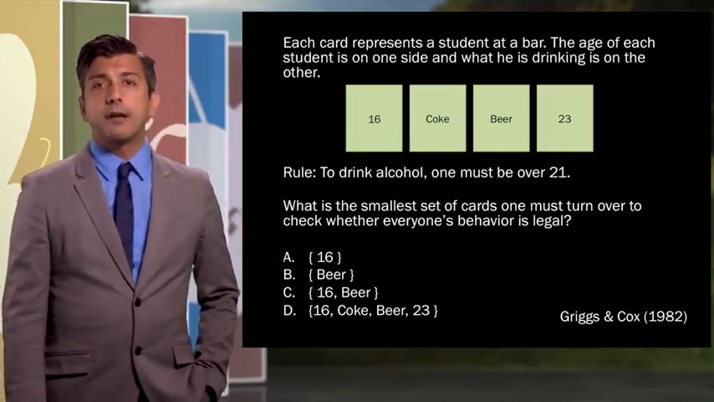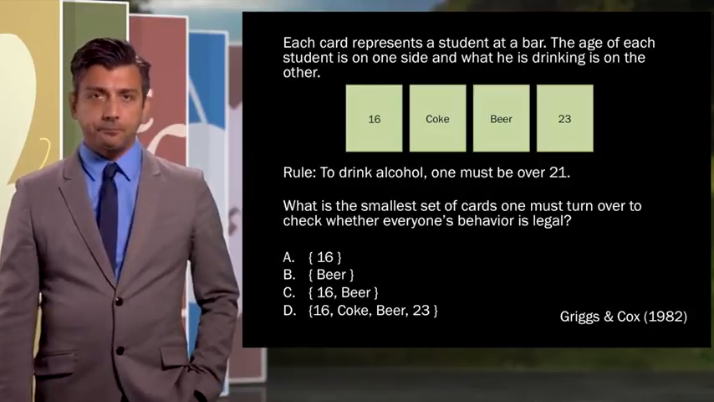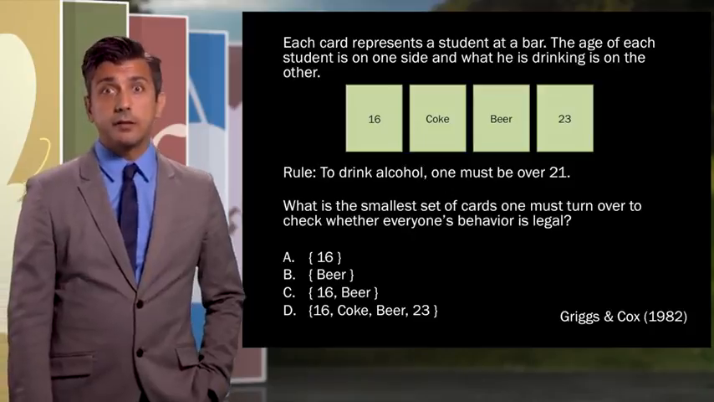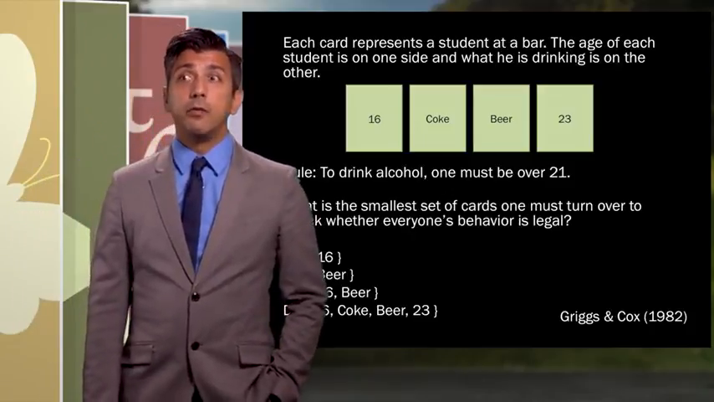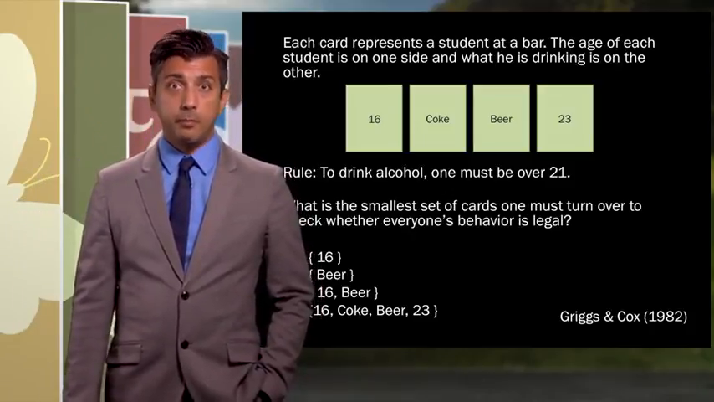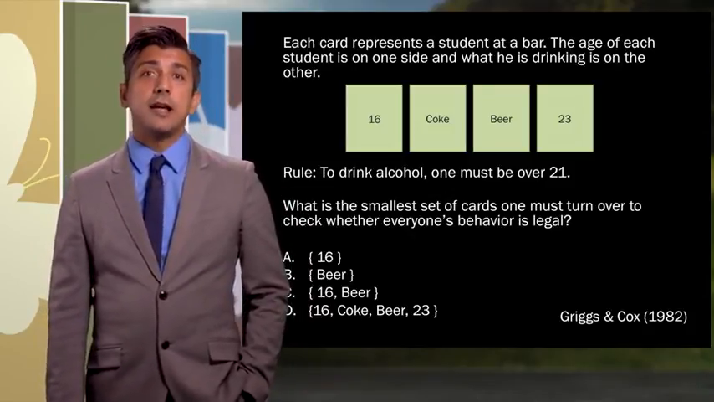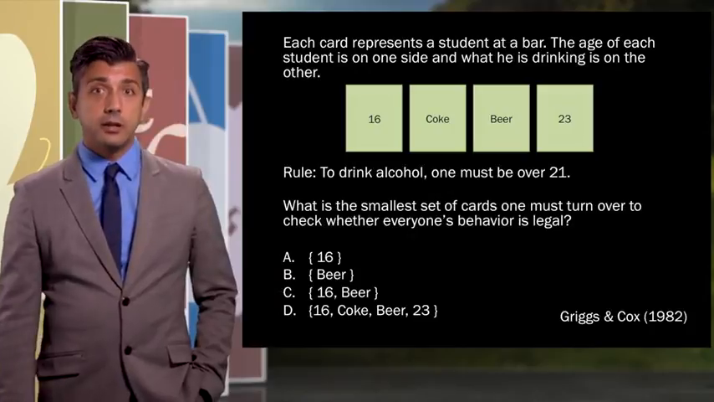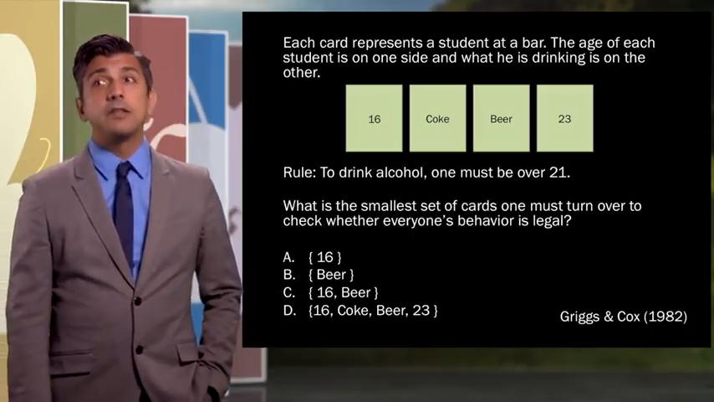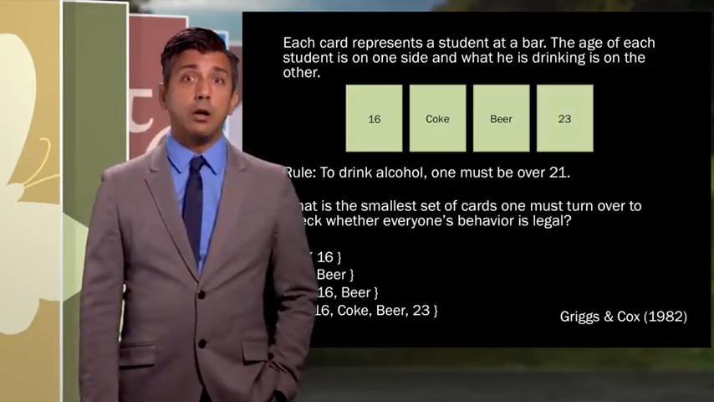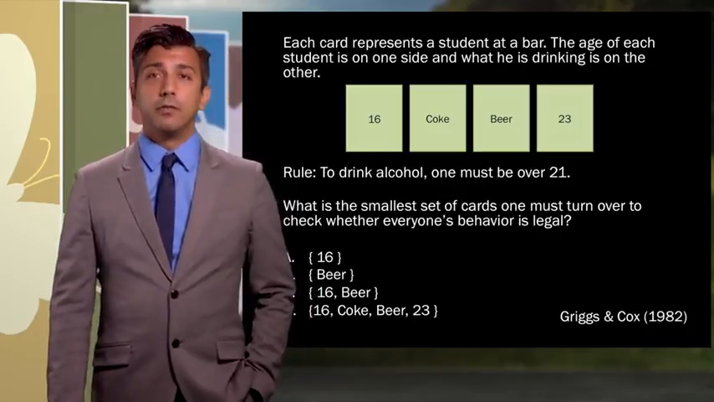We still have cards with things on both sides, except in this case, these cards in this green problem are stand-ins for students, for people. On one side, we have their age, and on the other side, we have the drink that they're drinking. And there is a rule in this situation. The rule is if they're drinking alcohol, they must be over 21.